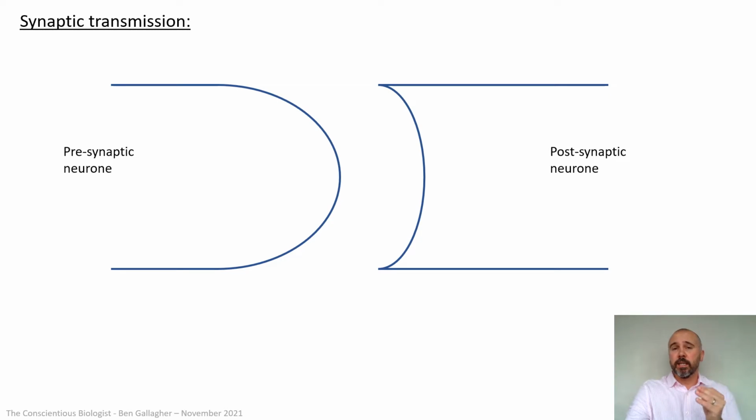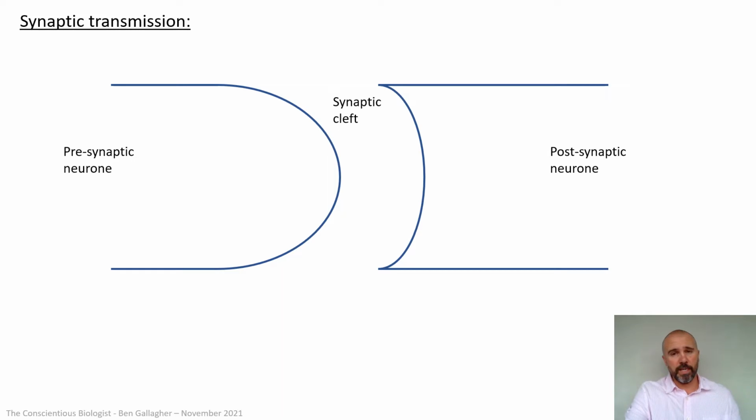So we have the presynaptic neuron and the postsynaptic neuron. We refer to them as that so it can apply to either synapse. In the first synapse, the presynaptic neuron would be the sensory neuron, and the postsynaptic neuron would be the relay neuron. In the second synapse, the presynaptic neuron would be the relay neuron, and the postsynaptic neuron would be the motor neuron. So we just refer to them as pre and post synaptic.